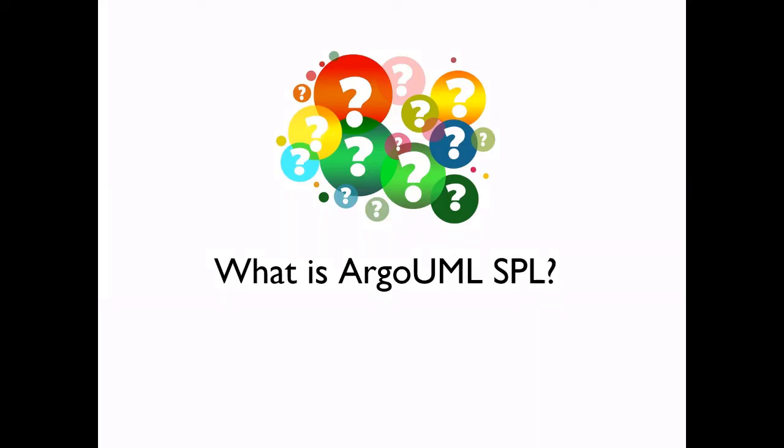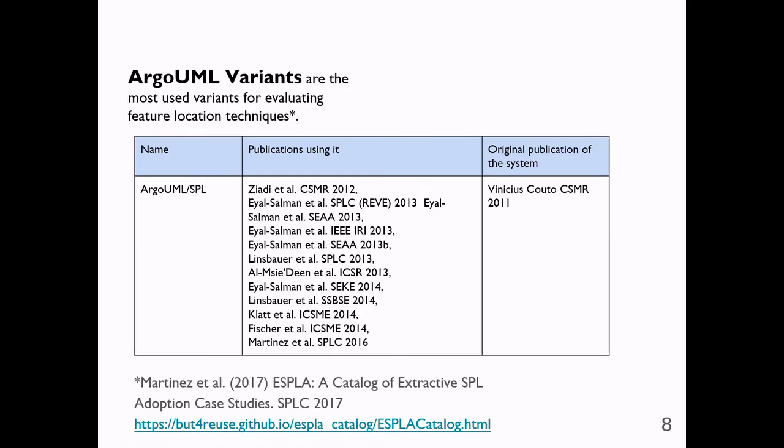What is ArgoUML SPL? There are some cases that are used to test feature location techniques, and one of those is ArgoUML, and I'm going to say that it is the most important because it's the most used case for testing feature location, as you can see in the table.